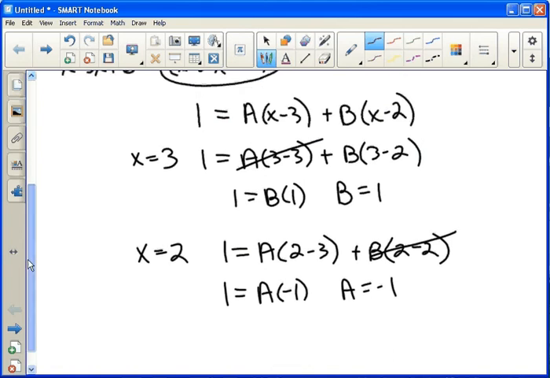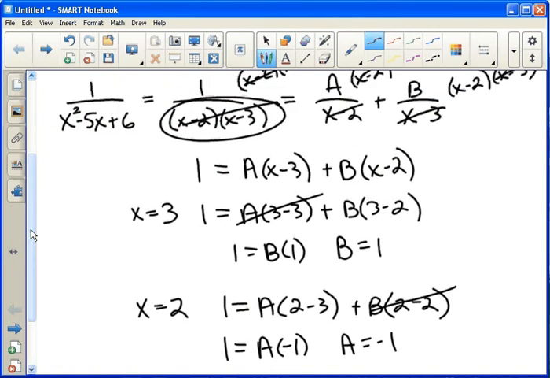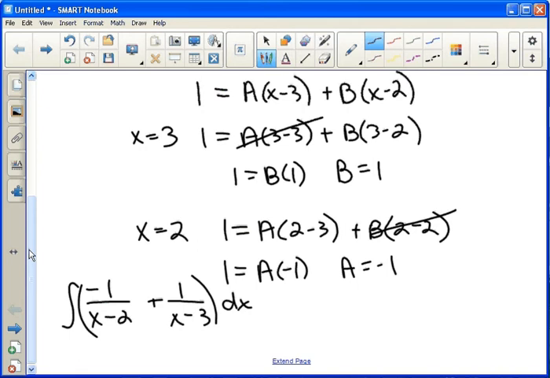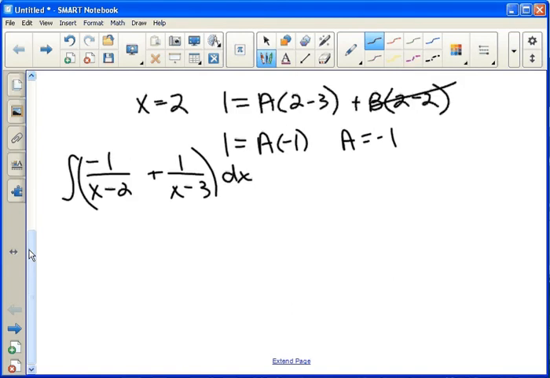Well, we'll just rewrite it. Now we can rewrite the integral as negative 1 over x minus 2 plus 1 over x minus 3, because that is equivalent to that original fraction we had of 1 over x squared minus 5x plus 6. And now it's a very simple integral, and it's almost always going to end up being the natural log, just so you know. This first one is negative natural log of x minus 2.